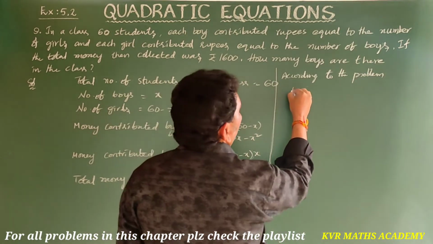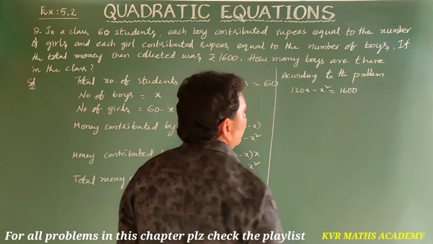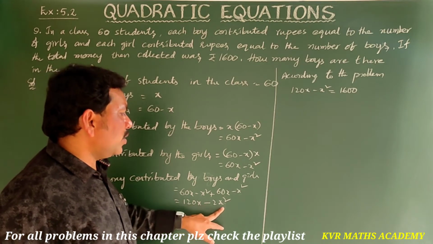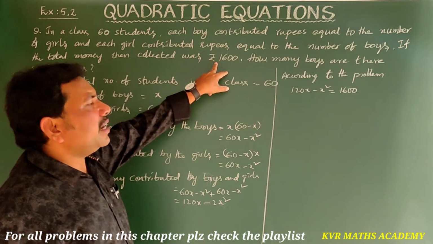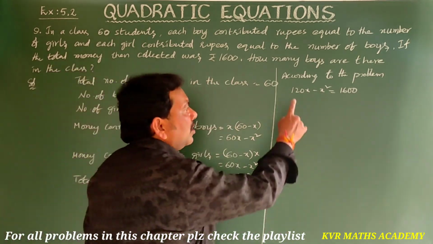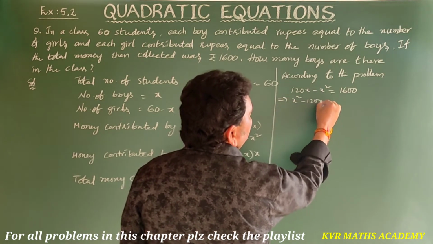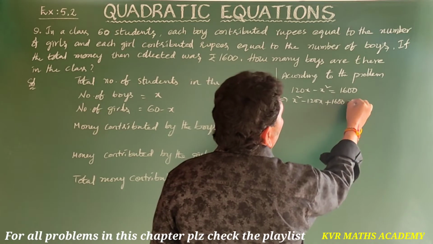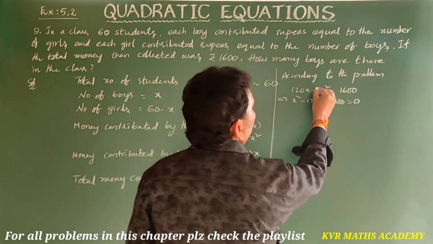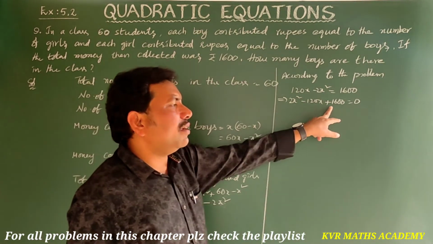here we got 120x minus 2x square. By the data, total money contributed is equal to 1600. So both are exactly equal. Now transferring these to this side, that implies 2x square minus 120x plus 1600 is equal to 0. Here it is not x square, it is 2x square.